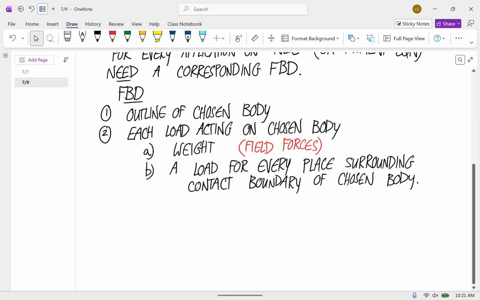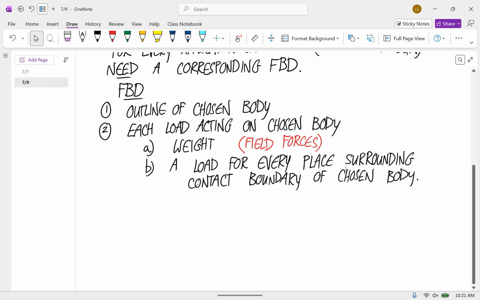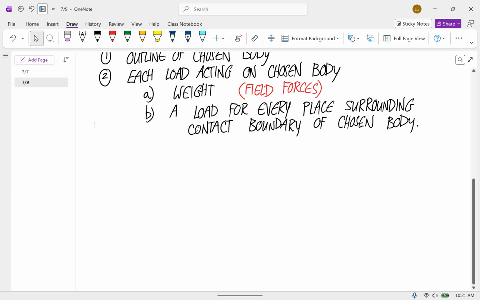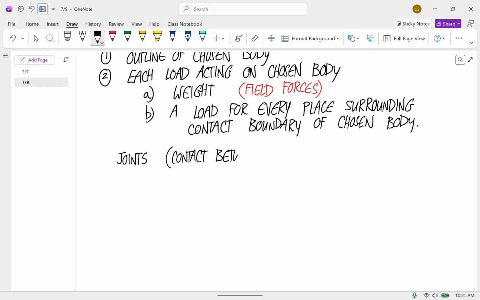Okay, so now we've simplified this into the weight and then the contact forces. Those contact forces, I'm going to make a category called joints. These are the contact forces. This is contact between bodies. And there are only 3 types that we're going to need for particle statics before we get into rigid bodies.